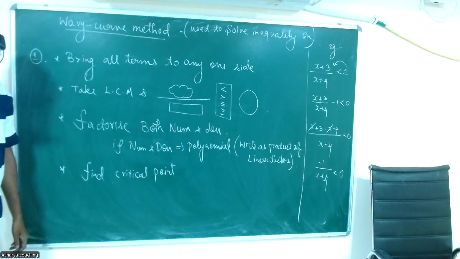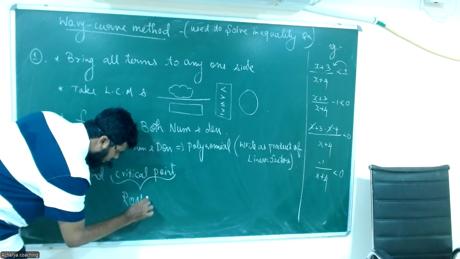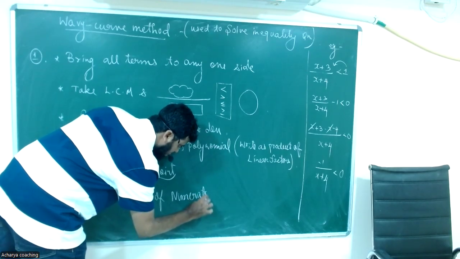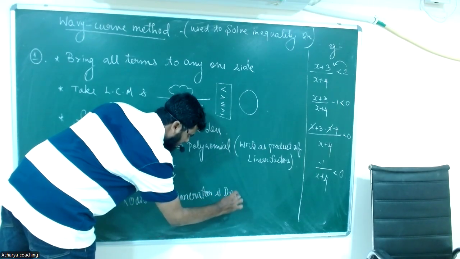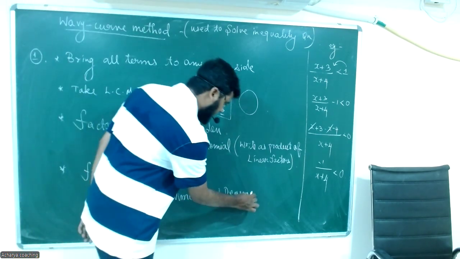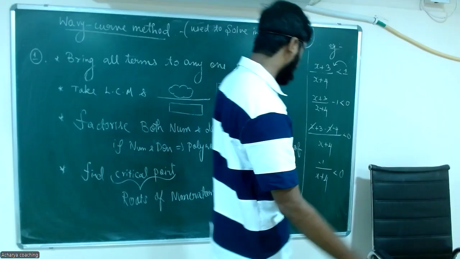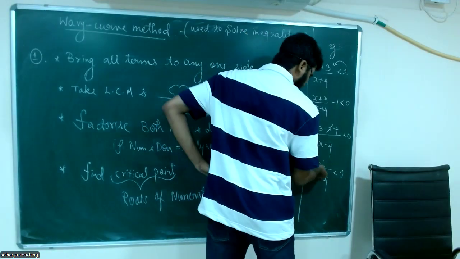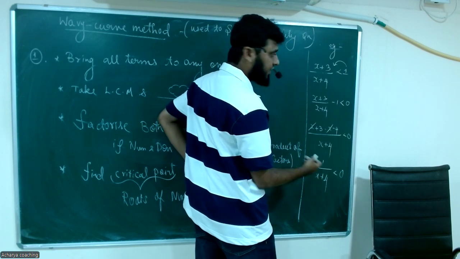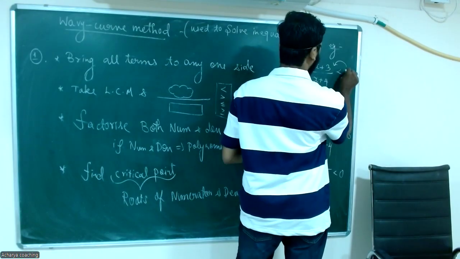What is critical point? Critical point is nothing but roots of numerator and denominator. Clear? Critical point is nothing but find the roots of numerator and denominator. For example, here roots of numerator nothing we have. So only one root we have, which is minus 4. I'll take some other question such that roots of numerator also will be getting. Let us take this is 2.